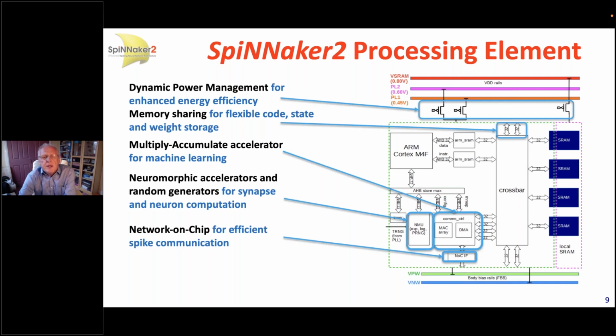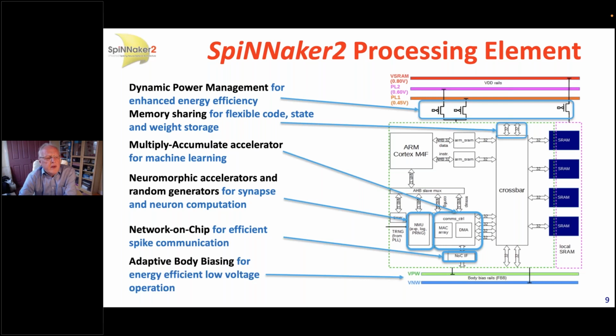And everything's connected as usual these days through a network on chip. And at the very lowest level, we have sophisticated ways of adjusting the technology as it comes out of manufacture to reduce the variance in proportion to the mean in terms of performance and power efficiency. So that's a low-level technical slide, but it's indicating the kind of lessons we've learned in the last 10 years of running the SpiNNaker 1 machine.